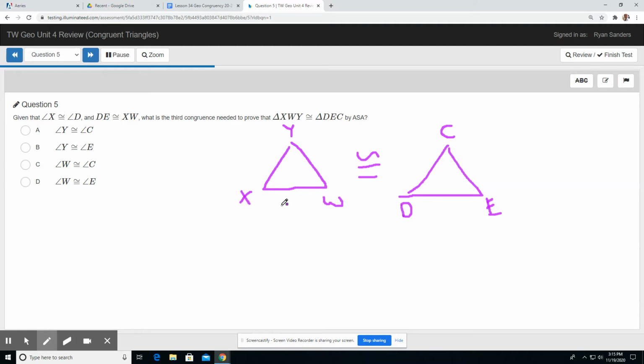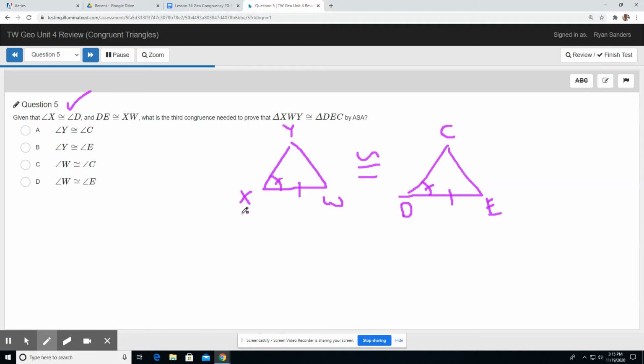If you want, you can just mark these. But given that angle X and angle D are the same, okay, those match. Got it. And DE, this one right here, is the same as XW. Okay. All right. So what's the third congruence needed to prove that these are true?